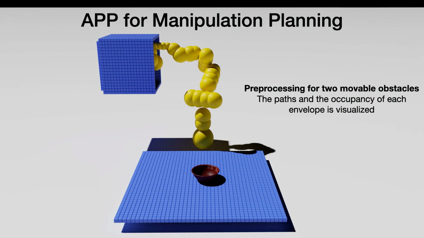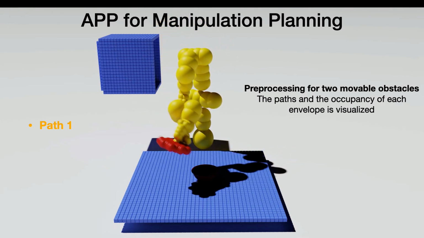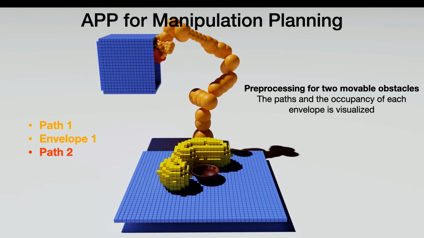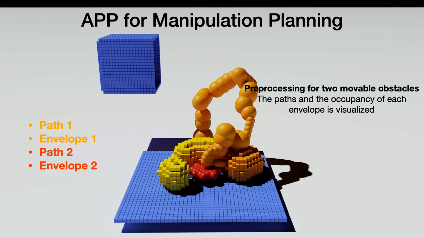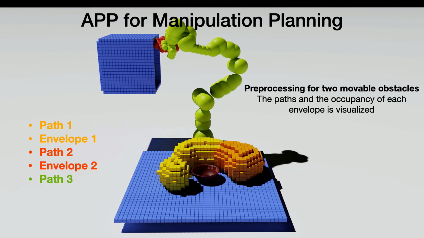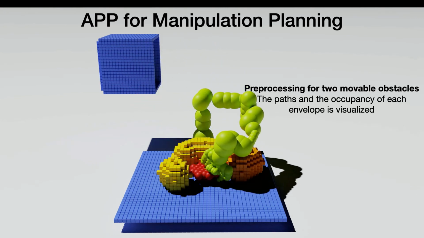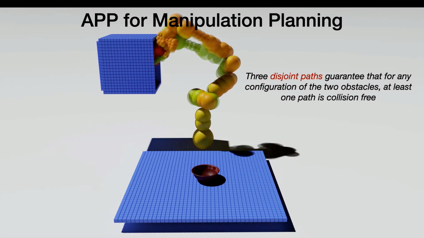In this video, we give a rundown of the pre-processing steps for the mail sorting domain and visualize the paths and the envelopes that it computes. The first path is computed from start to goal while avoiding only static obstacles. The second path is computed while avoiding static obstacles as well as the first envelope. Finally, the third path is computed while avoiding the static obstacles and the two envelopes. Here we show all three paths simultaneously.